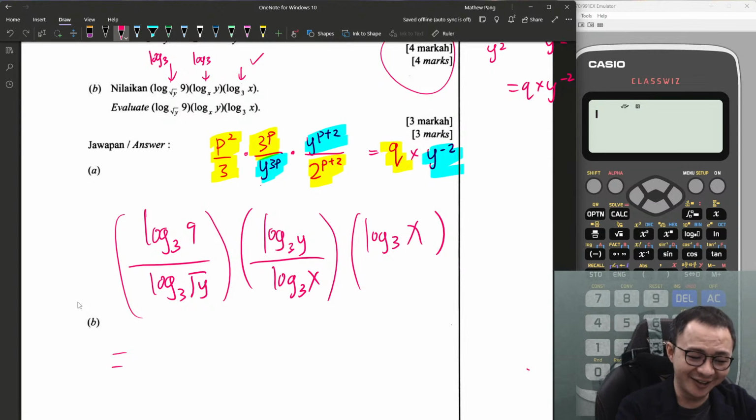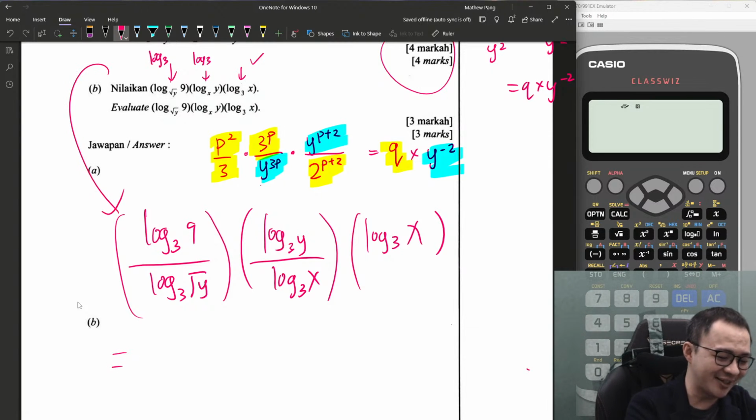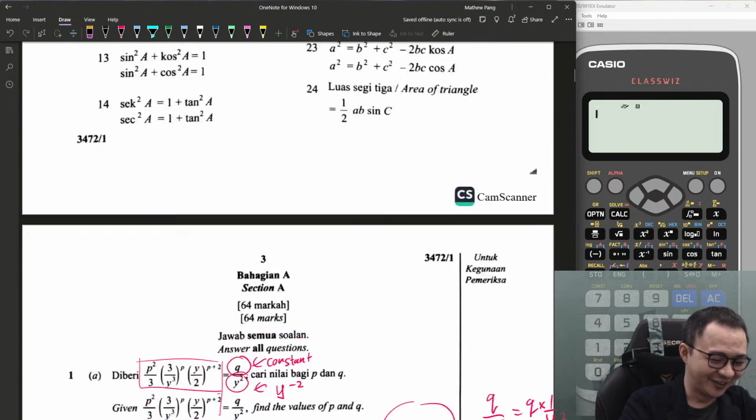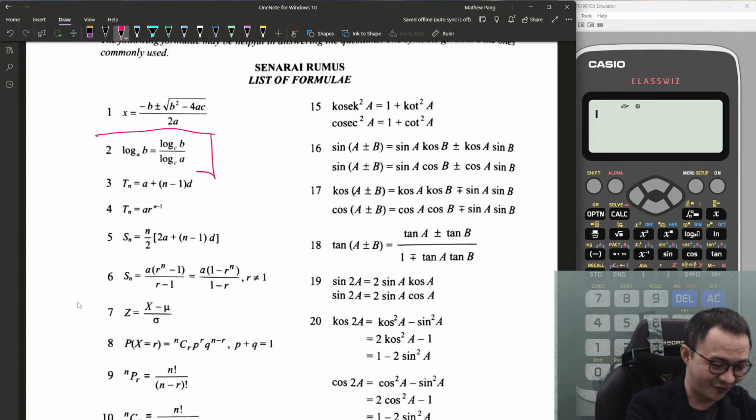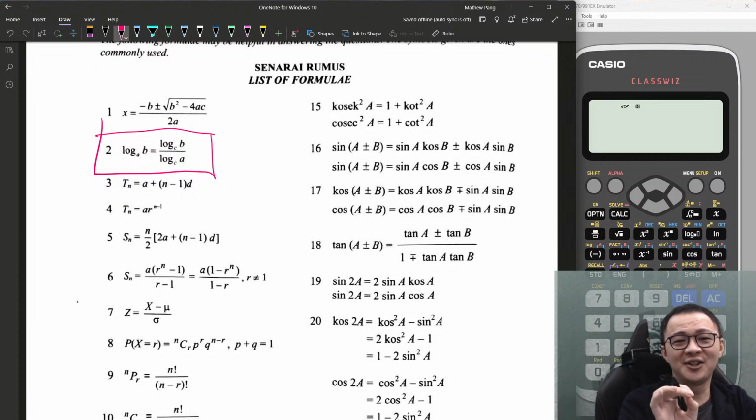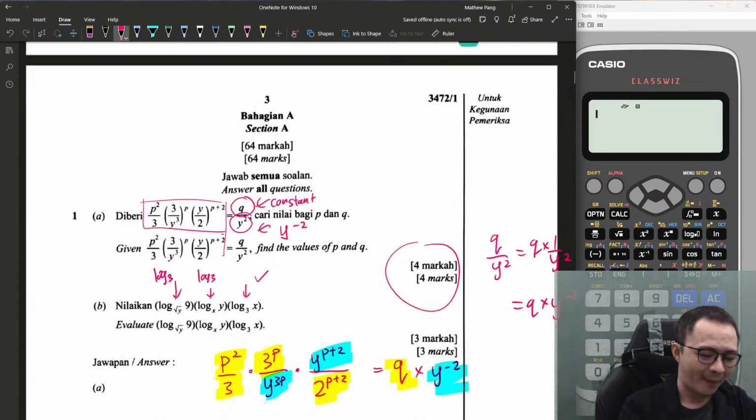If you have no idea what is going on here, I basically changed the base. Some students have no idea what the change of base formula is. You go to the formula list, you should be able to see it. I'm using the second formula here. This is how I change into base 3. If you have no idea what it is, go find it out.